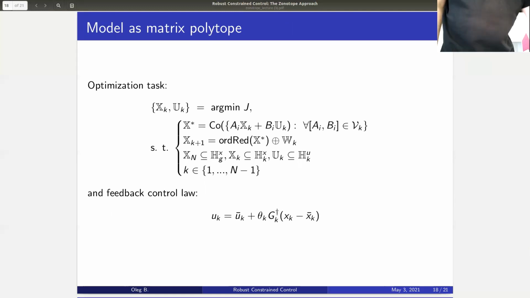I have a question. So we have A1 and A2 because we don't know our dynamics precisely. If we know our dynamics, we will have only one matrix. Yes, I can show you another example.